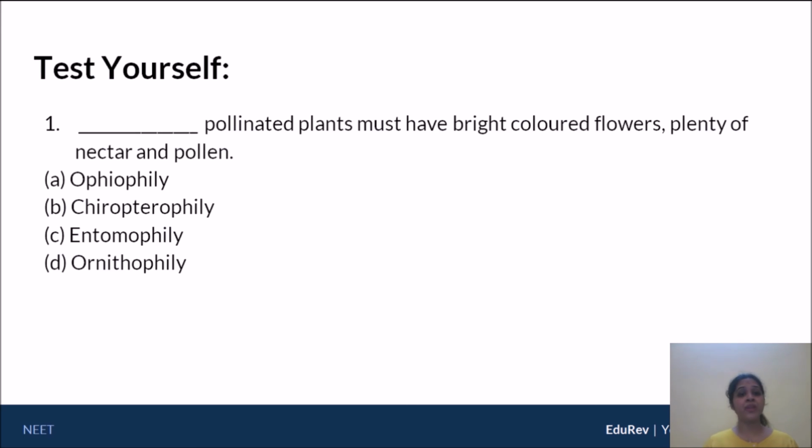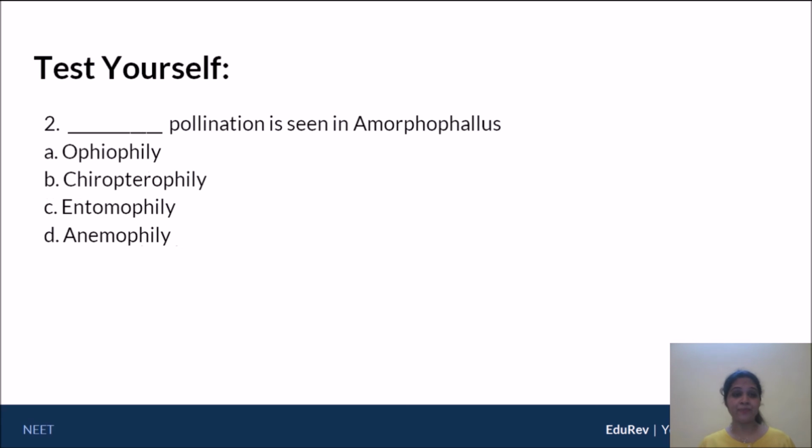So let's go through a couple of MCQs. The first one: dash pollinated flowers must have bright colors and plenty of nectar and pollen. The first one is Ophiophily. Now, Ophiophily implies snake pollination. The next one, Chiropterophily, which implies bat pollination. Entomophily, insect pollination, and Ornithophily is bird pollination. Now, remember, between C and D, both of them require brightly colored flowers, lots of nectar and pollen. But between them, obviously, bird pollination demands much more. So the answer here is option D.